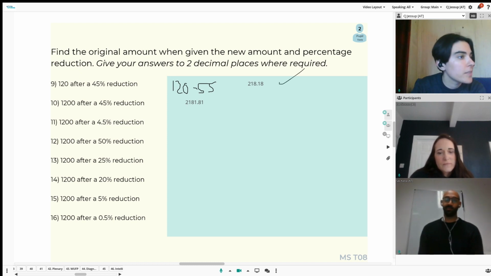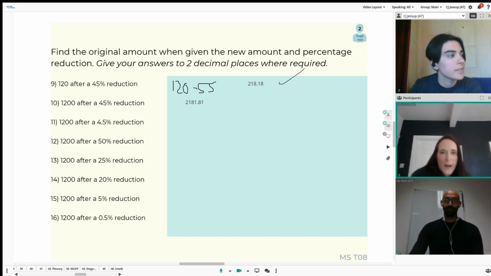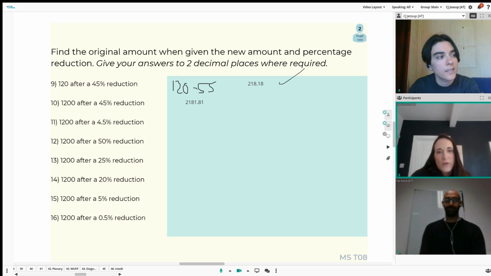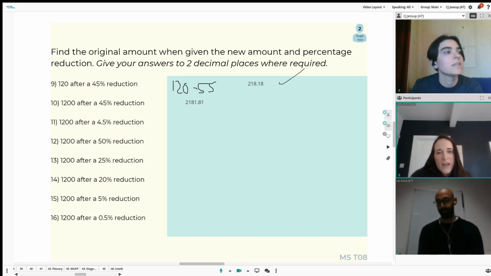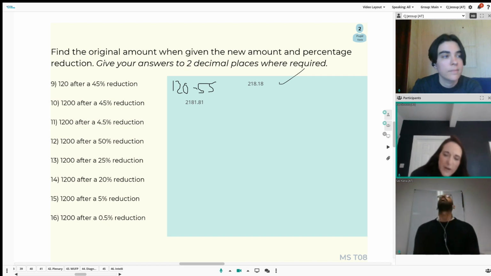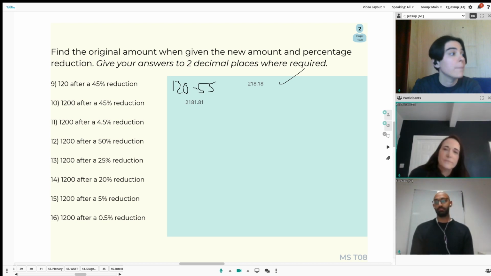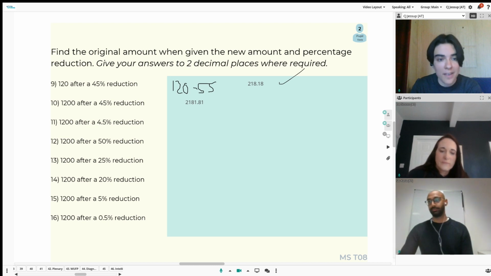So the second one, Kat, how did you think about the second one? So I knew that the thing that will be divided by will be the 0.55 because I already have it up there. Then I did 1,200 divided by 0.55, which gave me the answer. Yeah, brilliant. So you saw the similarity as well between question number 9 and question number 10. Great. Yeah, well done. It's correct as well. Well done, guys.